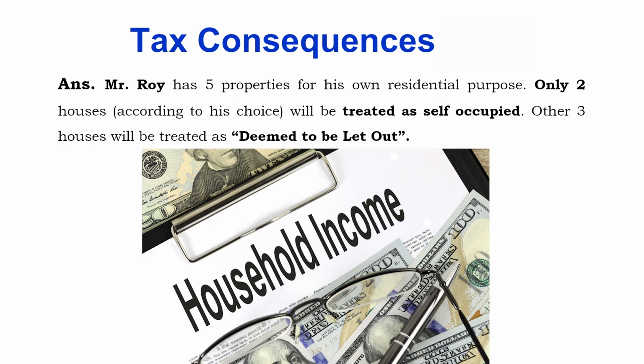Now let's see the tax consequences. Mr. Roy has 5 properties for his own residential purpose. Only 2 houses, according to his choice, will be treated as self-occupied over here. And as per rule, the other 3 houses will be treated as deemed to be let out. So let's see the tax consequences.